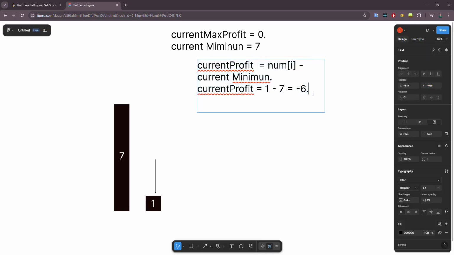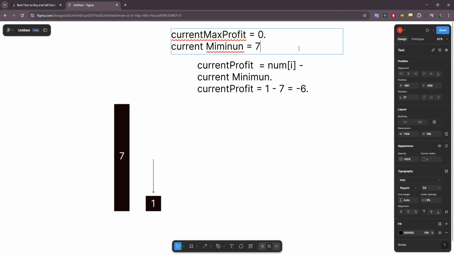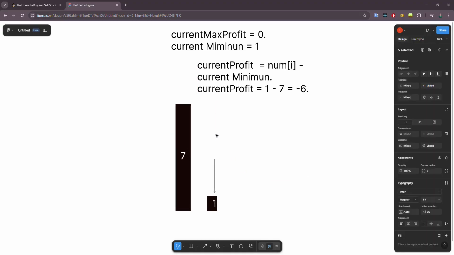Because this is not greater than our max profit, we are not going to change our max profit, but because our current nums is lower than the current minimum, we are going to change our current minimum. So we are going to set it to 1. Okay, so let's move to the other day.